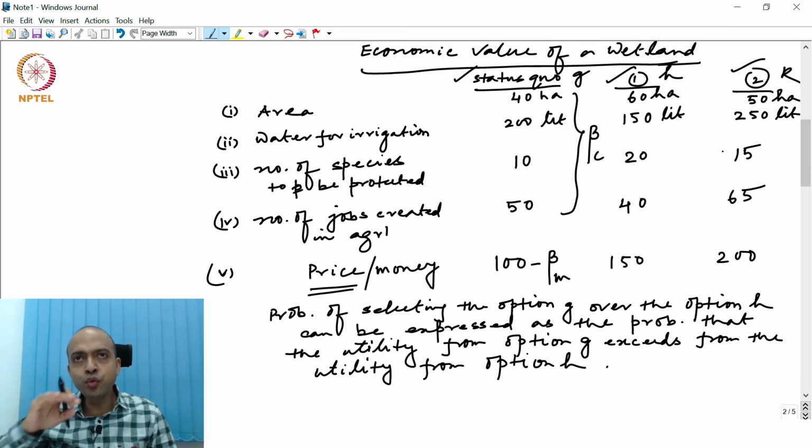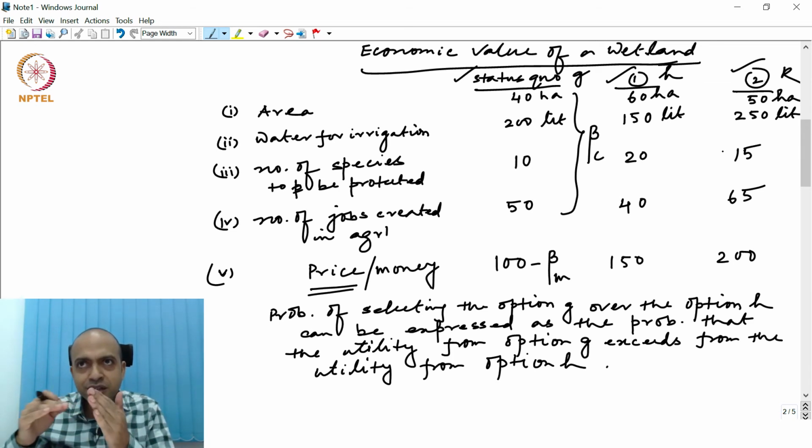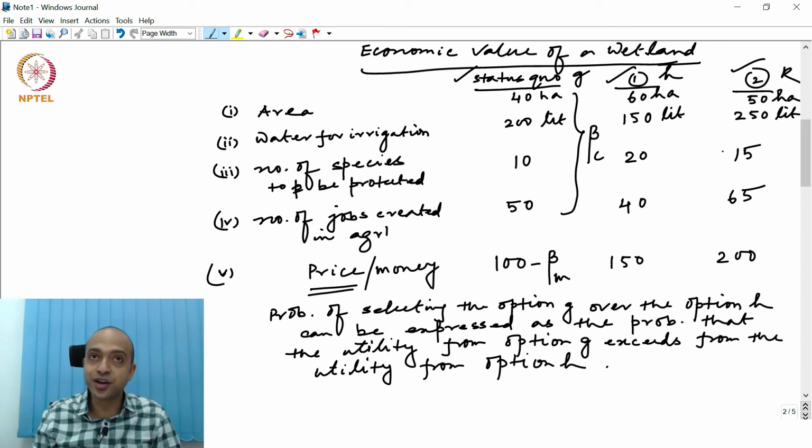If you provide too many attributes, then what will happen? The respondents will get confused because while selecting option 1, 2, 3, what are they doing? They are making a trade-off between money versus one additional quantity for one attribute.